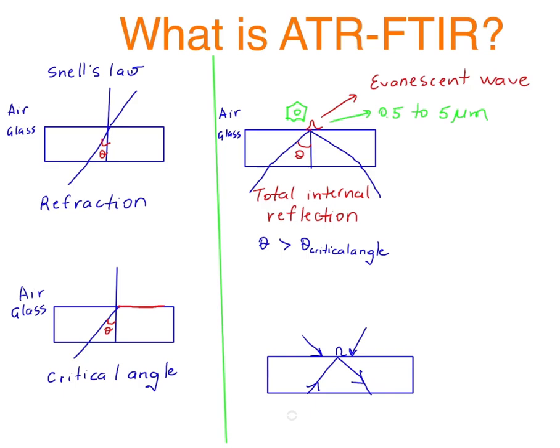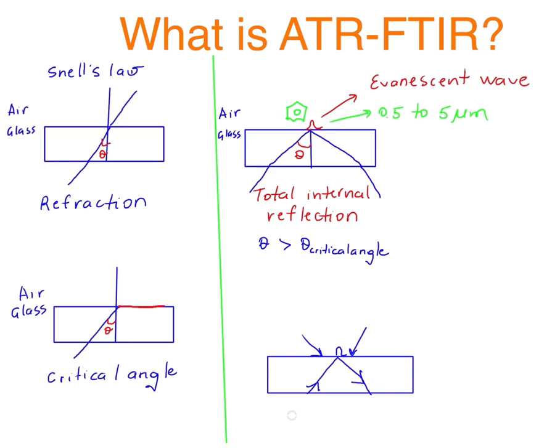ATR FTIR is often used instead of traditional transmission infrared spectroscopy because it dramatically simplifies sample preparation. In transmission IR, the light must pass through the entire sample. The sample thickness must be carefully controlled, and sometimes strongly absorbing or opaque samples are difficult to measure. In ATR, or attenuated total reflection, minimal or no sample preparation is needed, it works well with solids, liquids, and powders, and it's ideal for opaque and highly absorbing materials.